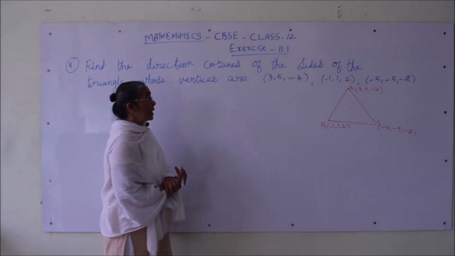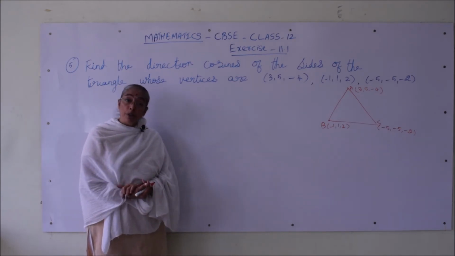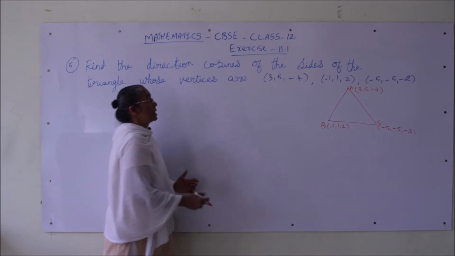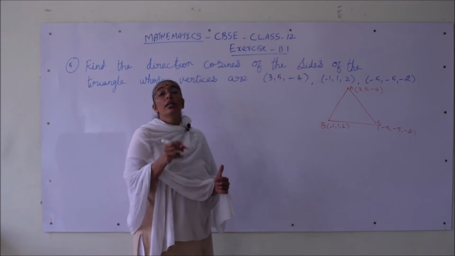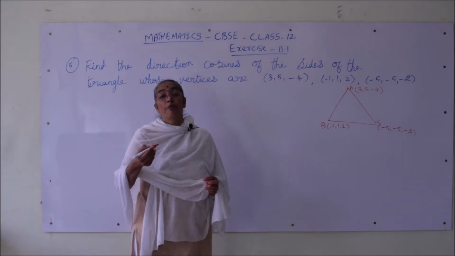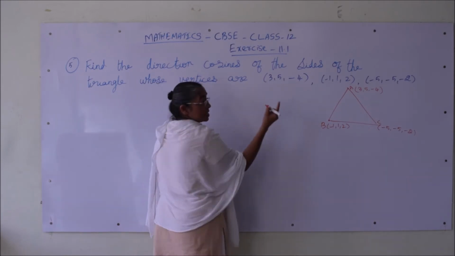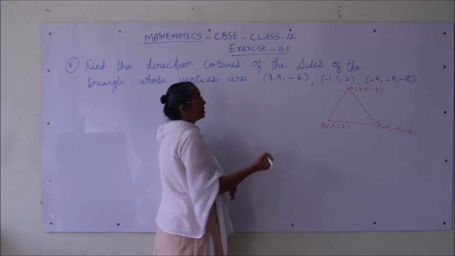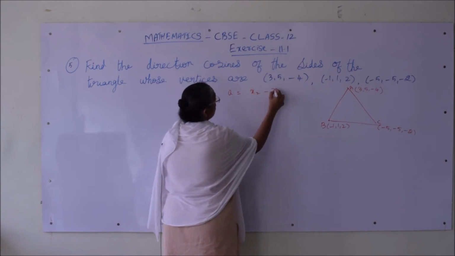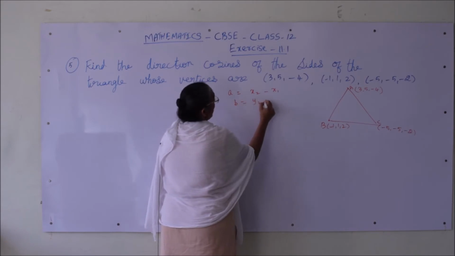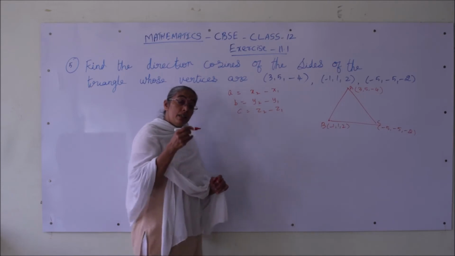Now, you have to recollect two formulae. When the points are given, the formula to find the DRs, which we discussed in the previous problem. The general notation for DRs is A, B, C and for DCs is L, M, N. When the points are x1, y1, z1 and x2, y2, z2, then the DRs are A is x2 minus x1, B is y2 minus y1 and C is z2 minus z1.